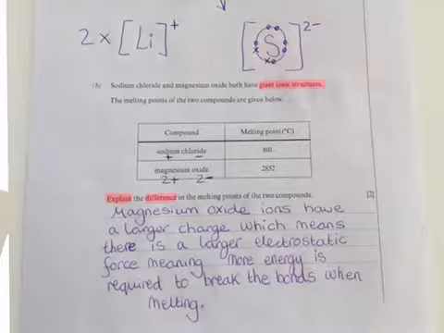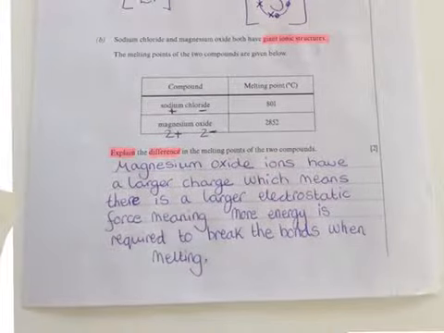Sodium chloride and magnesium oxide both have giant ionic structures. The melting points of the 2 compounds are shown below. So the first thing I did is I worked out what the charges would be if I bonded these 2 structures together. Explain the difference in melting points of the 2 compounds.